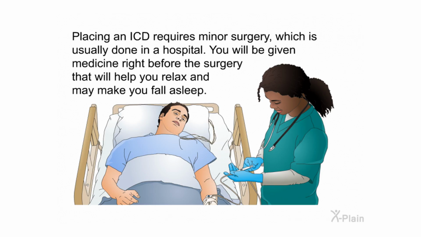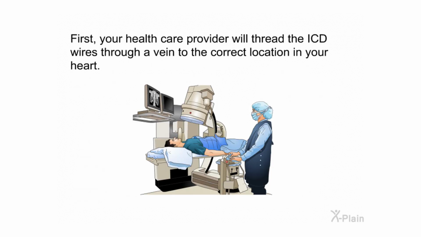Surgery. Placing an ICD requires minor surgery, which is usually done in a hospital. You will be given medicine right before the surgery that will help you relax and may make you fall asleep. First, your healthcare provider will thread the ICD wires through a vein to the correct location in your heart.